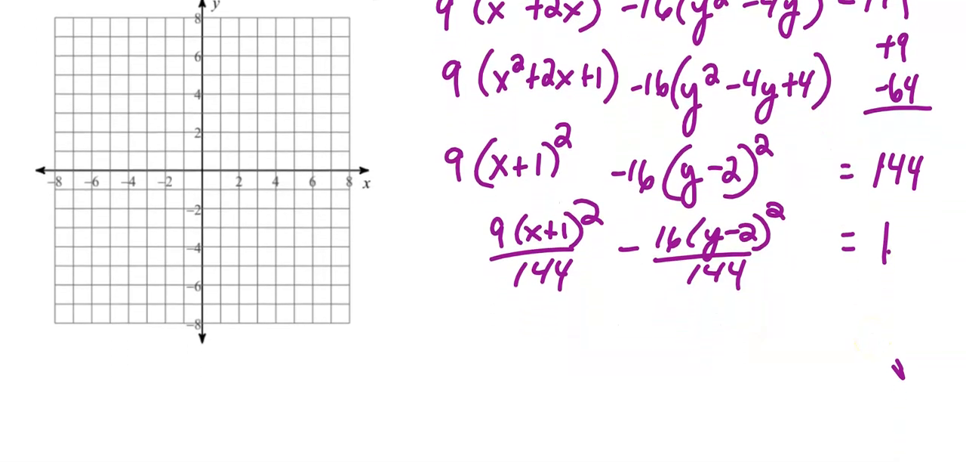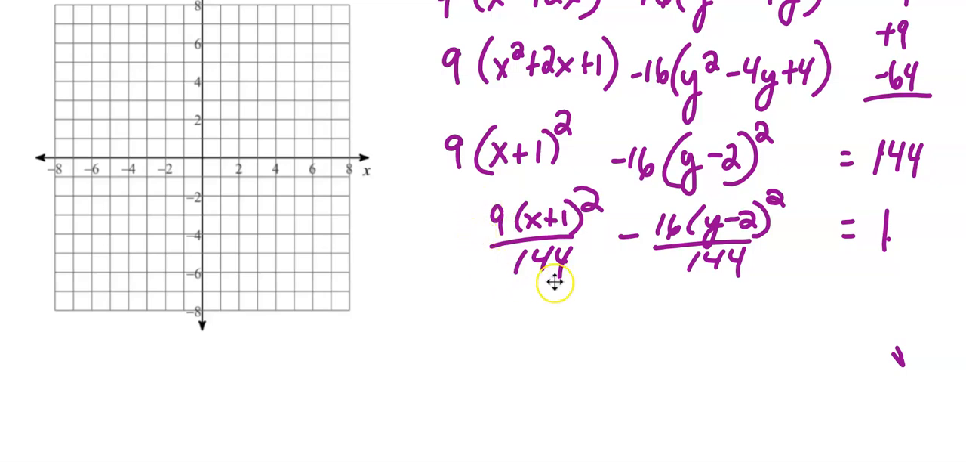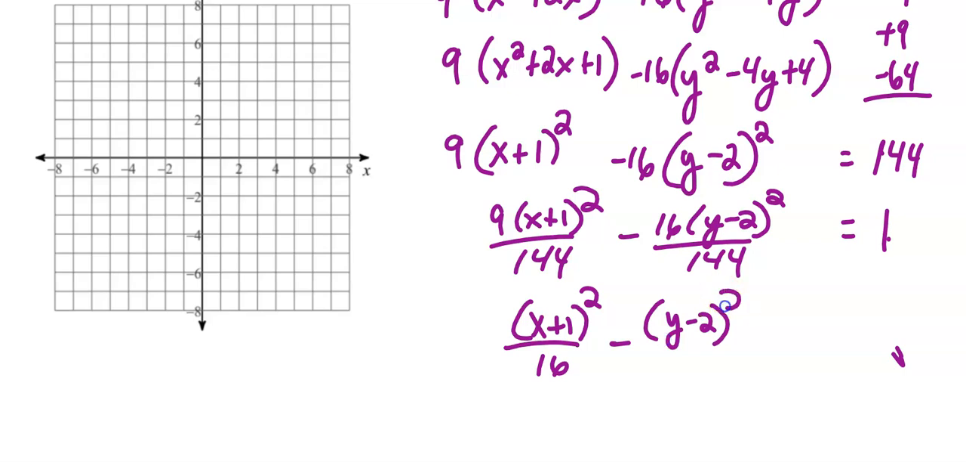And let's see if we can reduce this. Look at it as a fraction as 9 over 144. So let's see if that reduces. So here, both can be divided by 9. 9 divided by 9 is 1. 144 divided by 9 is 16. So you end up with x plus 1 squared over 16. And minus 16 divided by 16 is 1. And 144 divided by 16 is 9.